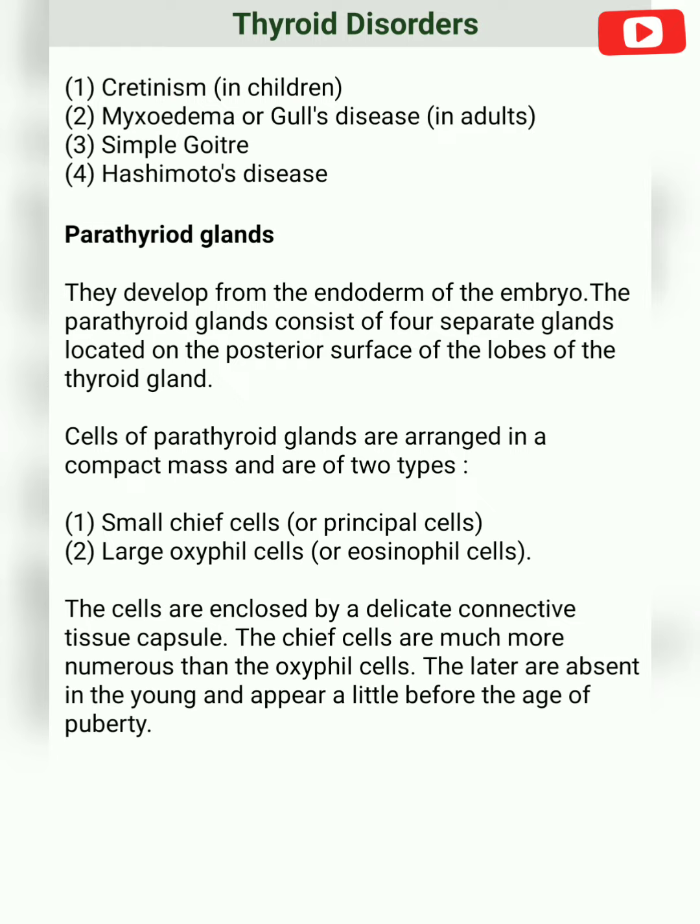The cells are enclosed by a delicate connective tissue capsule. The chief cells are much more numerous than the oxyphil cells. The latter are absent in the young and appear a little before the age of puberty.